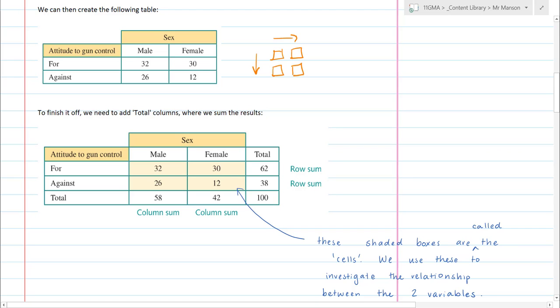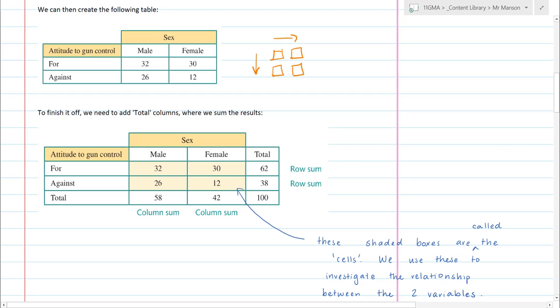But if the question said, what percentage of females are for gun control, well, there were 42 females and 30 of them are for gun control. So that would be a 30 out of 42. And that's where that 42 becomes important. And that's where the wording becomes important as well.